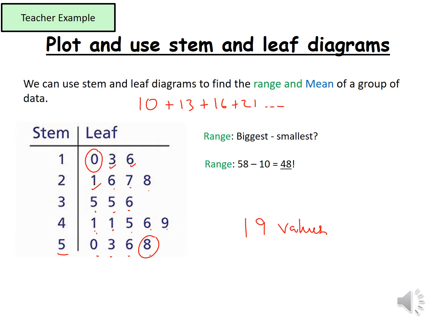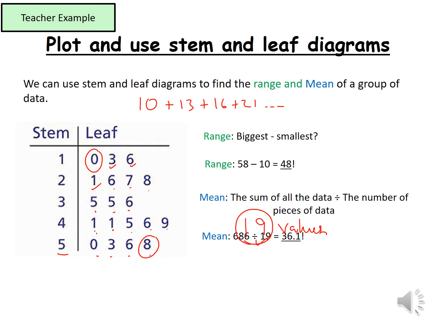Once I've added all of them up, I know I need to divide that value by 19 because there's 19 in total. Remember, mean is the total of the numbers divided by how many they are. So I've added all of these to get my total of the numbers, and I'm dividing by how many they are, which is 19. So my mean, the sum of all the data divided by the number of pieces of data, is 686 divided by 19, which equals 36.1. Again, you will use a calculator for this. After adding all these values up, I get 686. Then I divide by how many they are, which is 19, and I get 36.1.